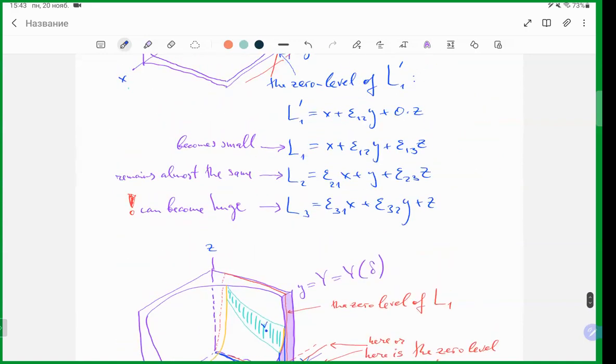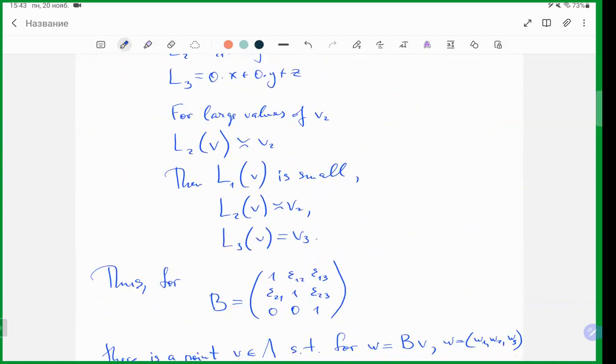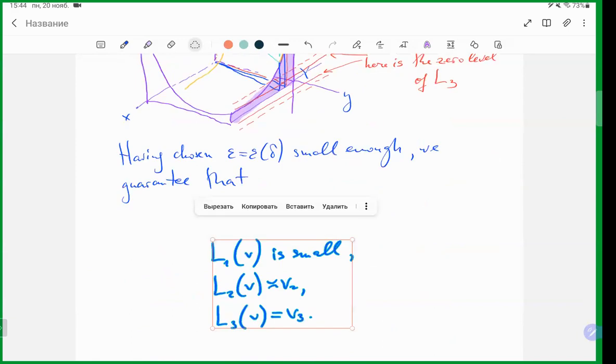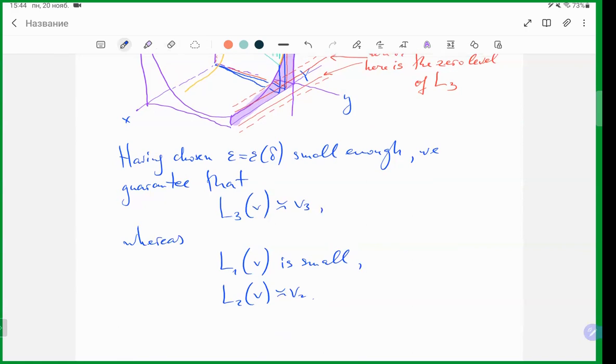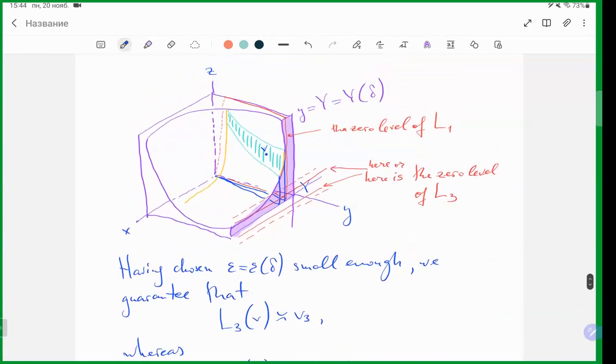Well, how did we write down over here? Guarantee that L3 of V is of the same order as V3, whereas L1 remains small and L2 remains approximately the same as V2. So this is it. This is the proof, actually.